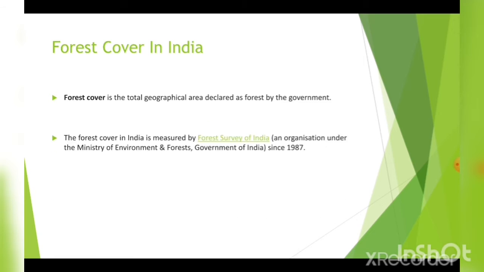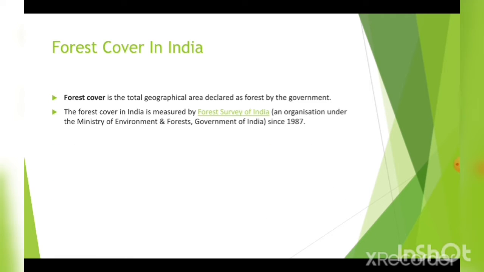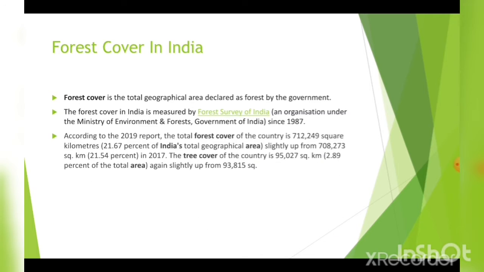Forest cover in India. Forest cover is the total geographical area declared as forest by the government. The forest cover in India is measured by the Forest Survey of India. According to the 2019 report, the total forest cover of the country is 7,12,249 square kilometers, 21.67% of India's total geographical area.